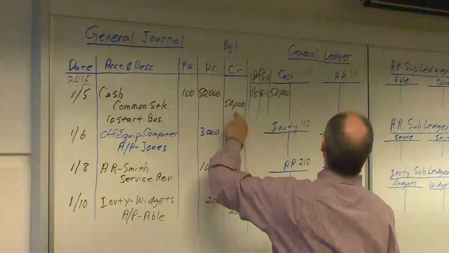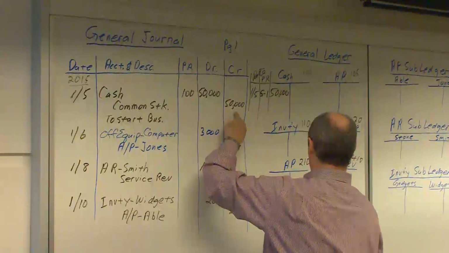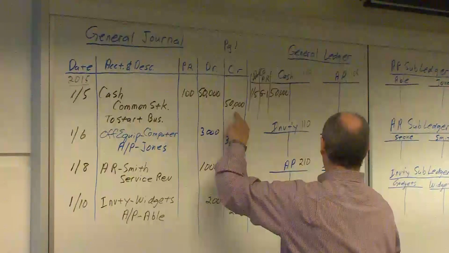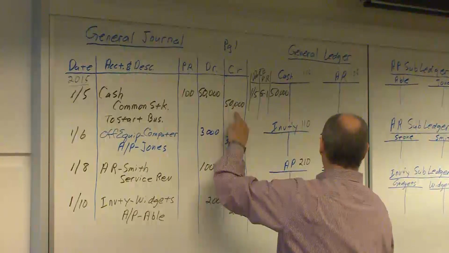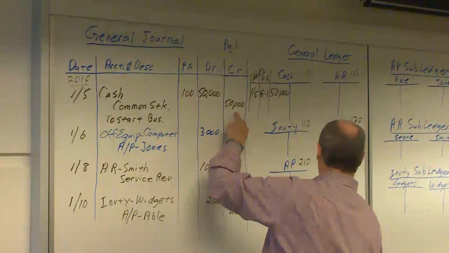Common stock, oh, didn't I include that account? I didn't. So for the common stock account, we'll call this 310, and we've got $50,000.